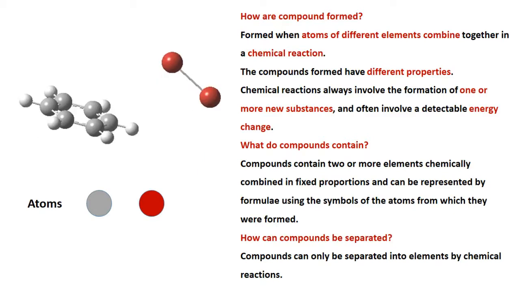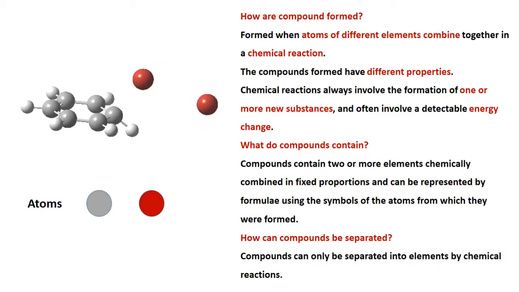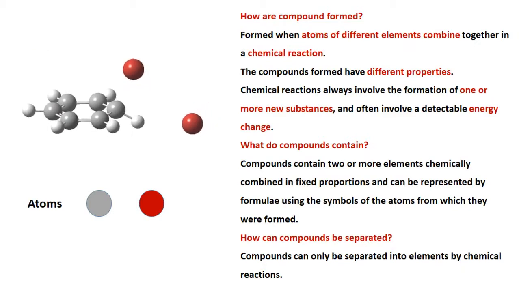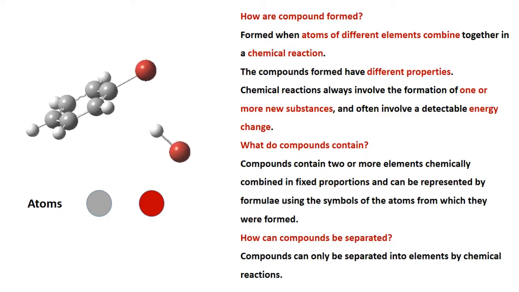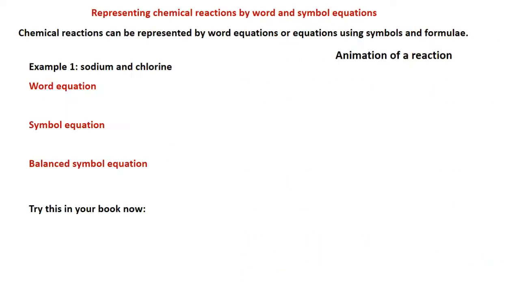Number 2, we can represent a compound using a formula. And the formula is a combination of the symbols of atoms from which they were made. We can separate compounds using chemical reactions. So if we ever want to separate compounds, we can use chemical reactions to separate them. Now, how do we represent chemical reactions? By word and symbol equations. Now I'm going to throw up an animation. Look on the right hand side of this board and you see an animation coming up. Okay, let's see how chemical reactions are represented.